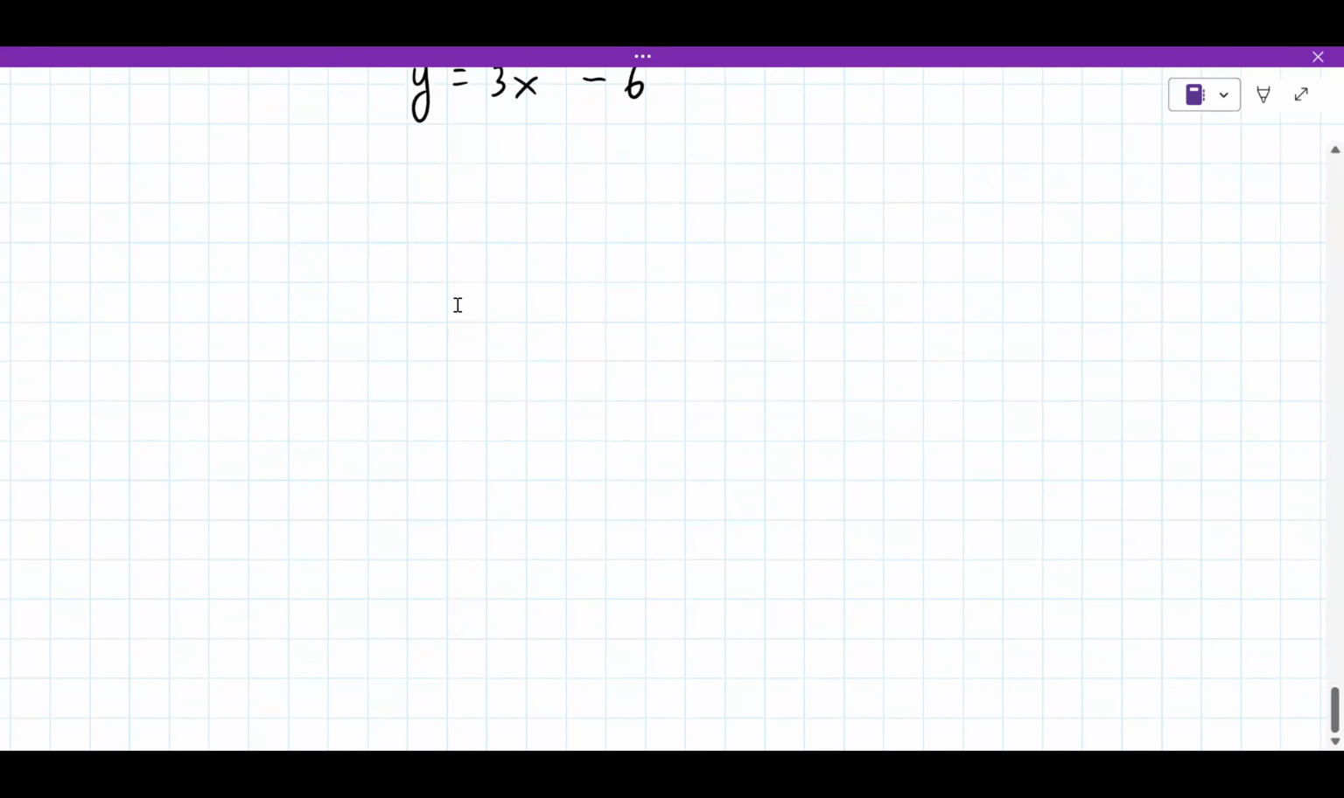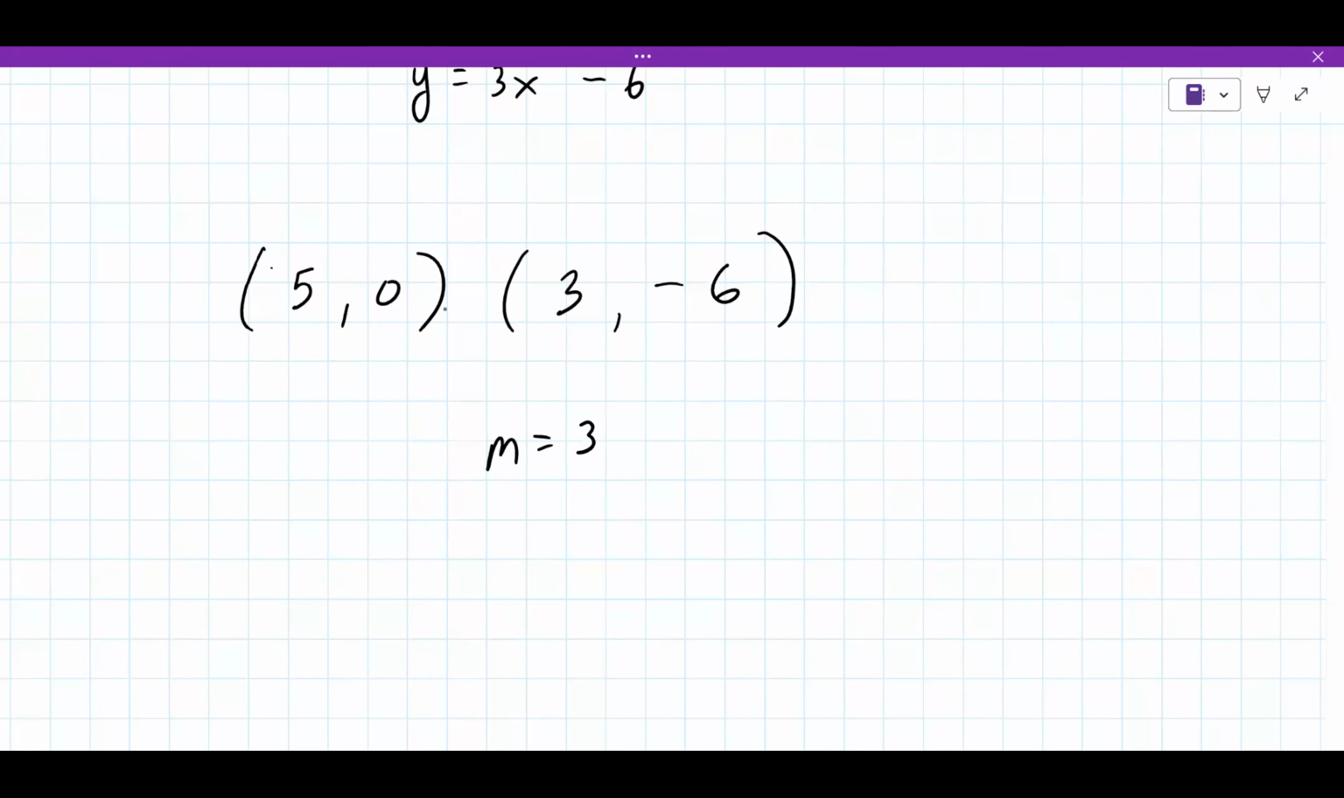All right, so let's do another problem here. Let's say I give you the ordered pairs (5, 0) and (3, -6). Could you find the slope between those, please? -6 over -2, 6 over 2. Slope is 3. So the slope is 3 again, right? Yep.